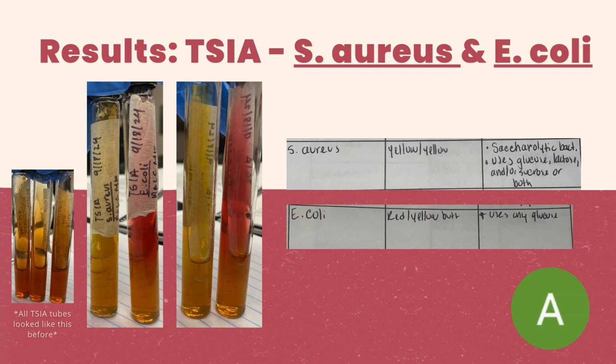The triple sugar agar test for S. aureus displayed no change in color and was interpreted as a saccharolytic bacteria that is able to use glucose, lactose, and/or sucrose for fermentation. The E. coli sample, however, displayed a red slant color with a yellow and slightly orange butt. This was interpreted as the organism's ability to only use glucose for fermentation.